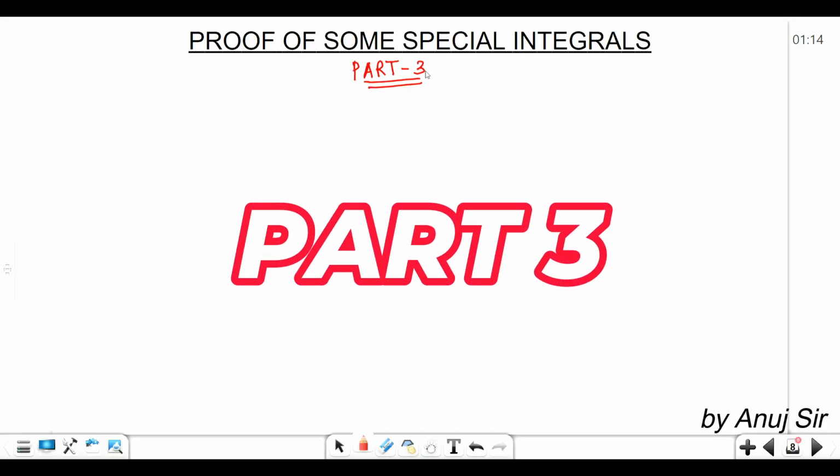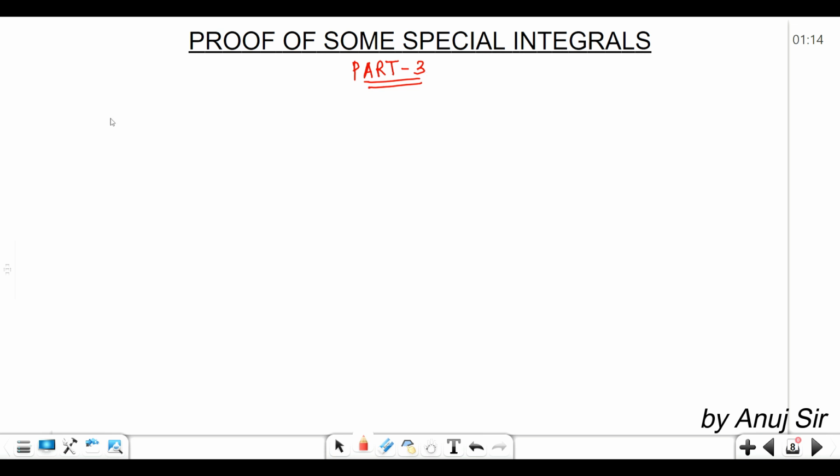So here we are at part 3, proof of some special integrals. We are going to discuss the last three proofs. So let's just start. I is equal to the integration of 1 upon square root of x square minus a square dx. We are going to solve this and see how we can prove it.